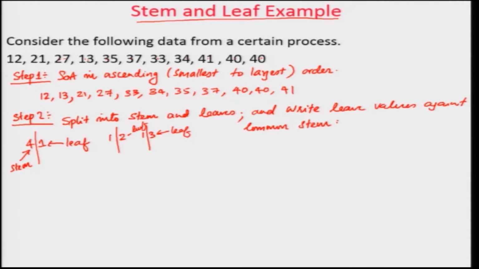In this case you have stems of 1, 2, 3, 4. So, you create a diagram like this, with 1, 2, 3 and 4, and in the 1 the leaf values are 2 and 3, from 12 and 13. Then in 2 you have 1 and 7. Then in 3 you have 3, 4, 5 and 7, and in 4 it is 0, 0 and 1.